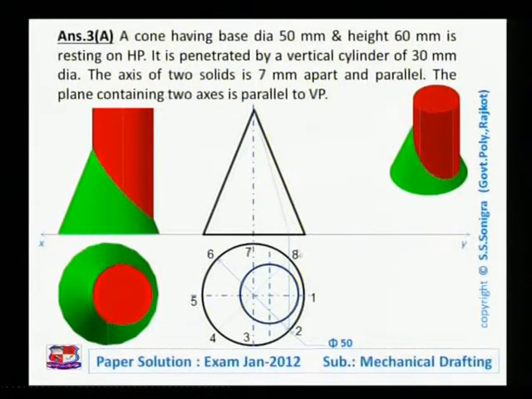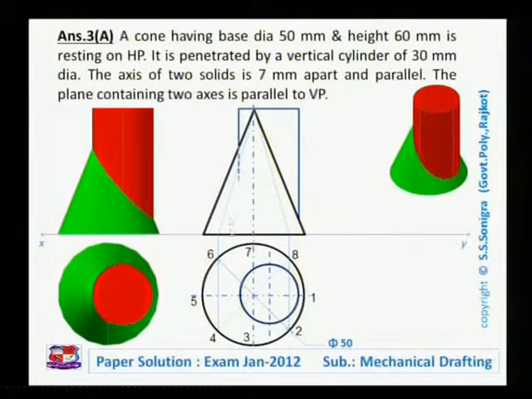Draw vertical lines from each end, and join with the apex point O. These are the imaginary generators drawn in the front view. And now draw the front view of this cylinder like this. This is the front view. Now you can see here, this cylinder is inside this cone. So this edge would not be visible to us. This edge is inside this cone. So this edge should not be drawn.